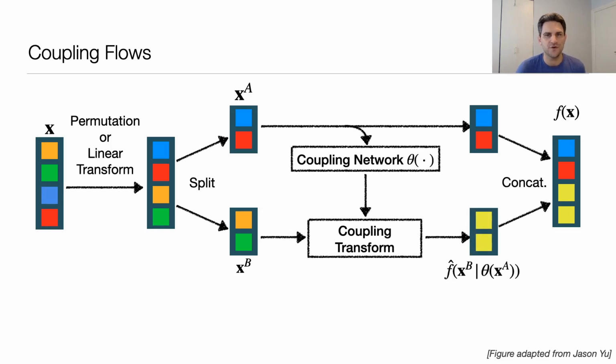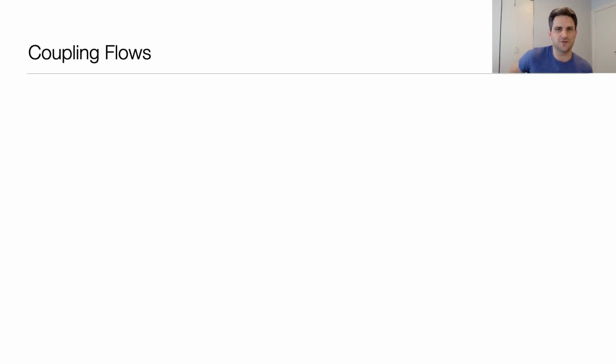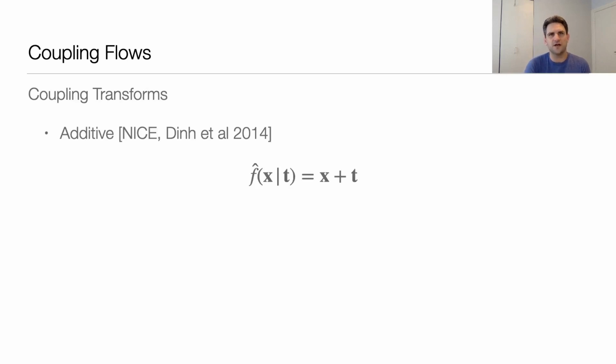Okay. So those are coupling flows. But what exactly is that coupling transformation? I still haven't told you what F hat is. And that's because there's lots of different options for it, all right? Some of the earliest works in normalizing flows simply used an additive transformation.